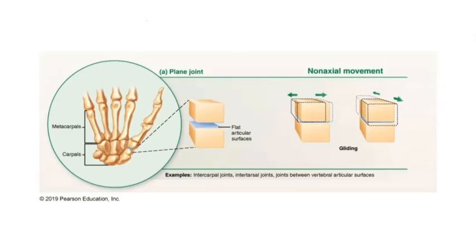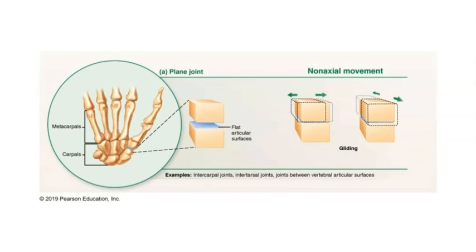So let's start with the plane joints. So at plane joints, the articulating surfaces of the bones that come together within that joint are flattened or only slightly curved. So what this allows the two bones to do is that the two bones within that joint can slide or glide over one another.